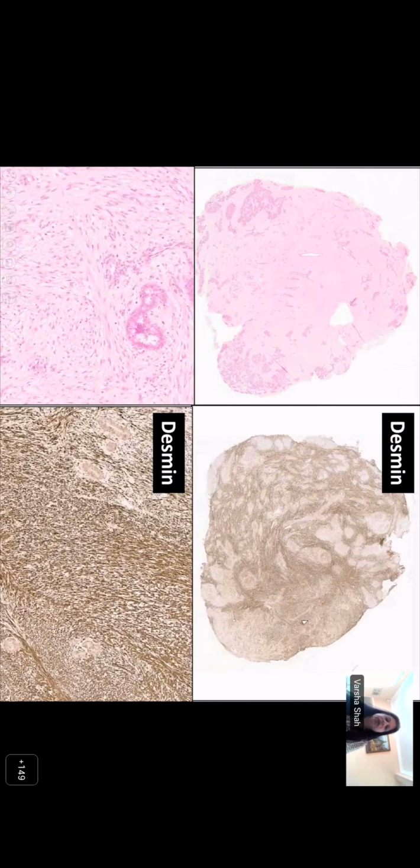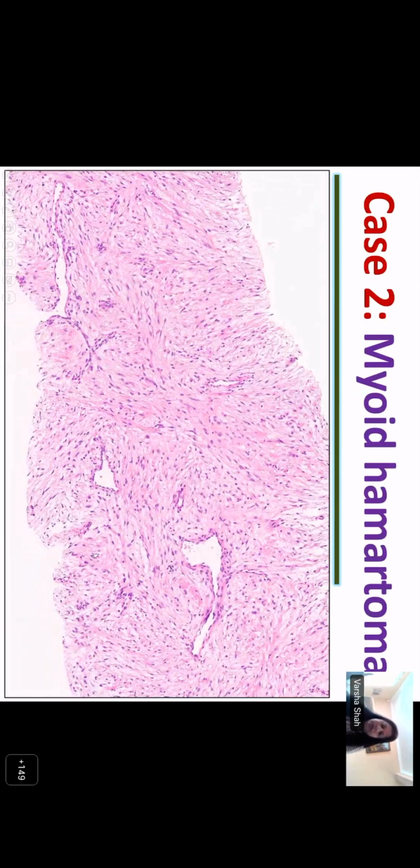And see, the Desmin is strongly positive again. So this is a myoid hamartoma. It's a variant kind of, it's not exactly a fibroadenoma, but as long as you called it benign, it is fine. But because there are so many smooth muscle bundles in it, it is called myoid hamartoma. So a hamartomatous lesion is basically a benign breast-type looking lesion, which is hyperplastic.